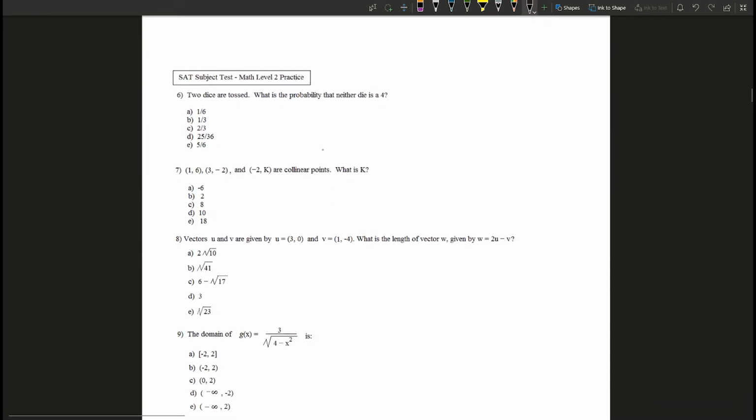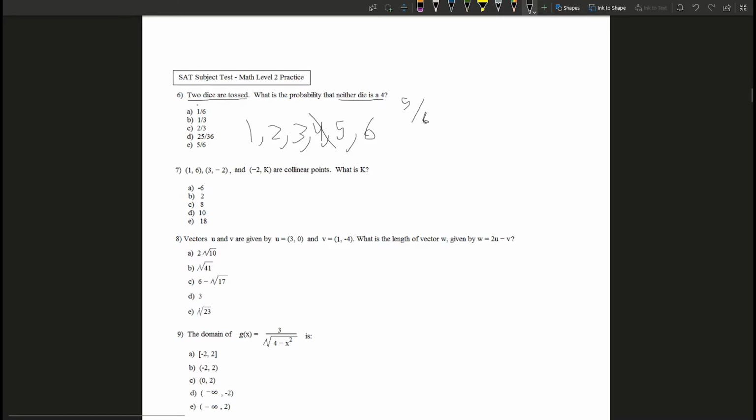All right. 2 dice are tossed. What is the probability that neither die is a 4? All right, so we want to start by underlining the question. 2 dice are tossed. Then what is the probability that neither die is a 4? So we know that on our dice, we have the values 1, 2, 3, 4, 5, 6. So in other words, we have a 5 in 6 chance that neither die will be a 4, because if we eliminate this 4, then you'll see that there are only 5 numbers left, so 5 in 6 chances.